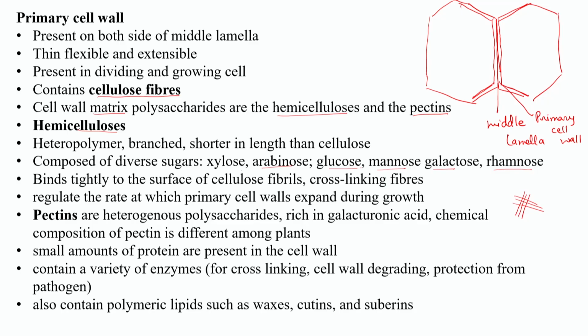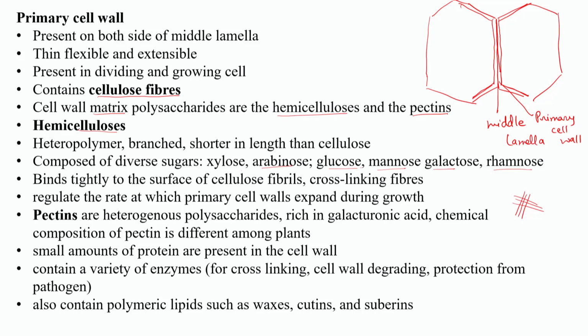Next important thing is pectin, which we have already discussed is found in the middle lamella. It is heterogeneous in nature. It is also a polysaccharide, and the most important component is galacturonic acid. The pectin composition in the primary cell wall will vary among different plant species and even among different parts of the plant.